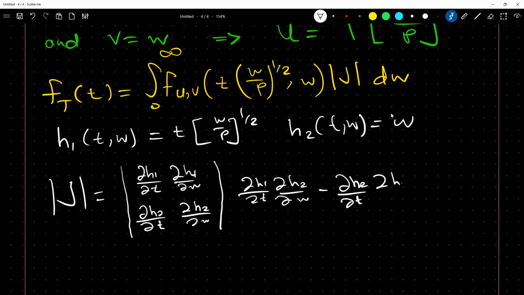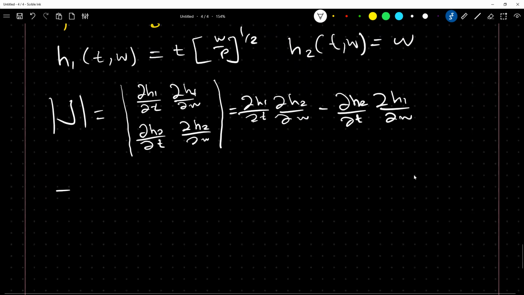And this one here, that should be H1, my bad. H1, oops, with respect to W. Okay, now, sorry, I forgot the equals. So what does that look like?